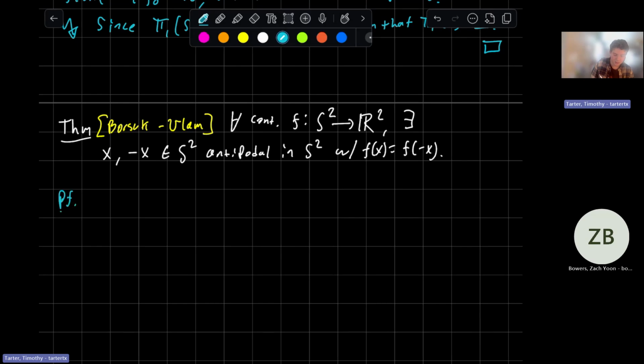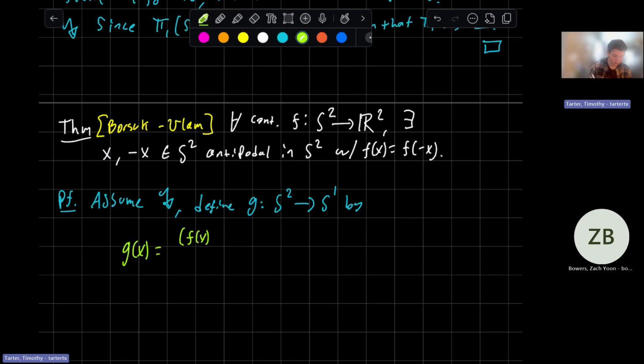So likewise, we'll do a proof by contradiction. So assume contradiction. Define g from S2 to S1 by g of x is equal to f of x minus f of minus x, divided by the absolute value of f of x minus f of minus x.